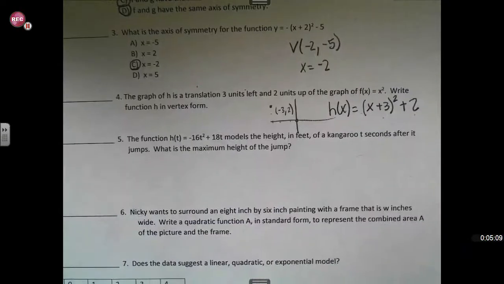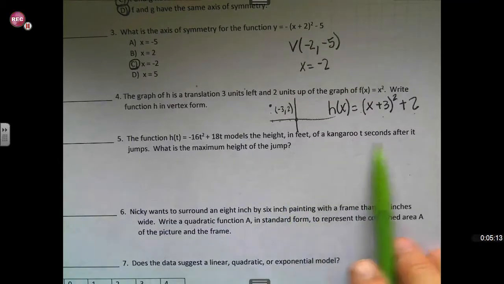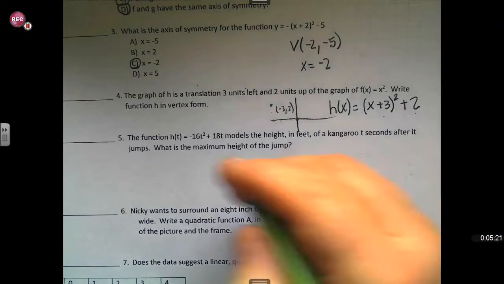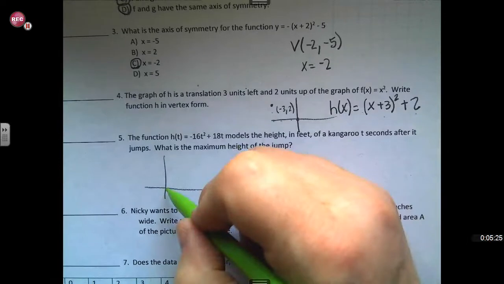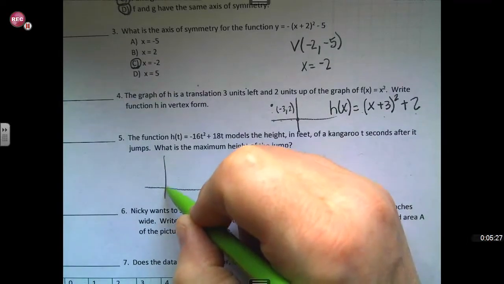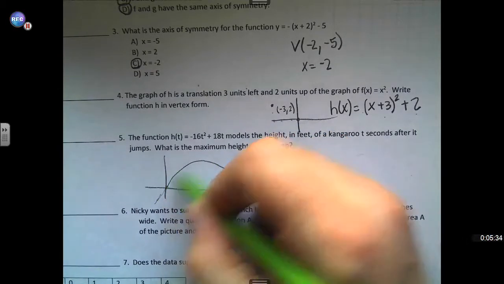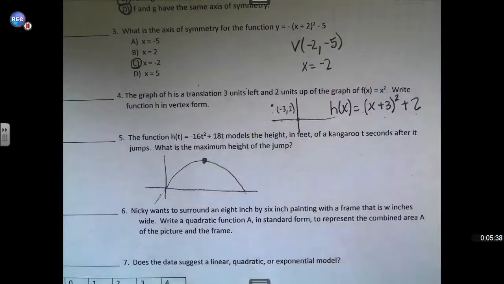Next one, this function models the height in feet of a kangaroo t seconds after it jumps. What is the maximum height of the jump? So in other words, find the vertex. And remember, with any of these parabolas, this particular one is starting at the origin. Well, I mean, it may be over here somewhere, but for our purposes, it's going to start from the ground and jump and then hit the ground later. And this vertex is the maximum height.